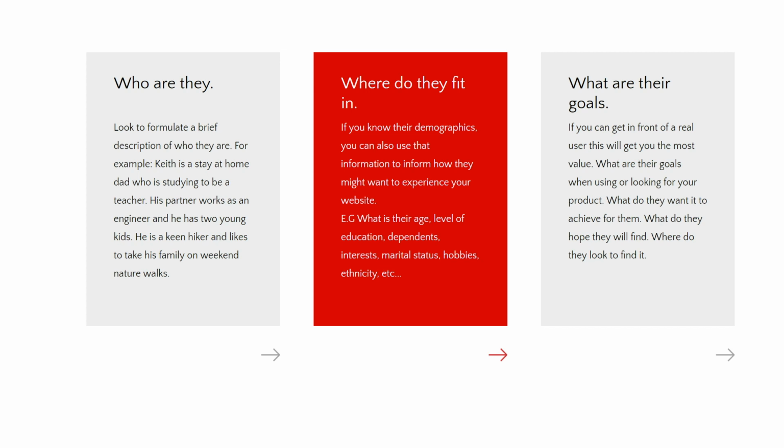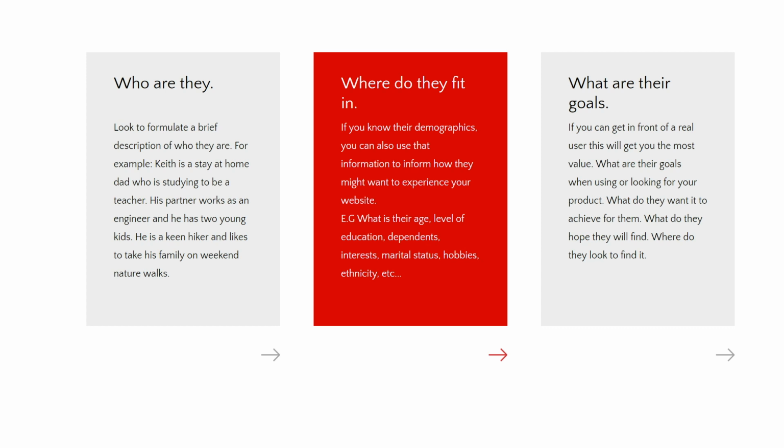What's their situation? As an example, you could have someone called Keith, who is a stay-at-home dad who's studying to be a teacher. His partner might work as an engineer and he might have 2 young kids. He could be a keen hiker and he likes to take his family on weekend nature walks. If this guy had feet problems, then this could be an ideal persona for us because he's a hiker. He likes to take his family on walks, but unfortunately, he can't enjoy that at the moment because of his wide feet, and all the shoes that he can find at all the big shoe places or hiking places, they don't fit his feet.